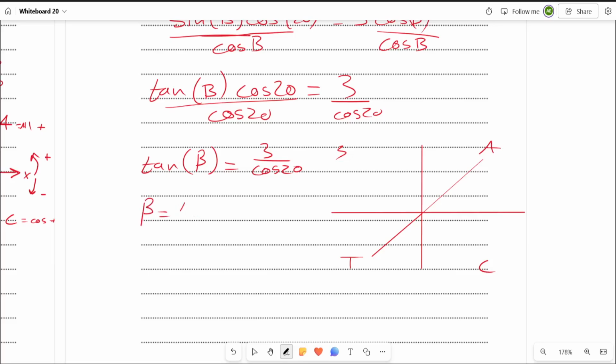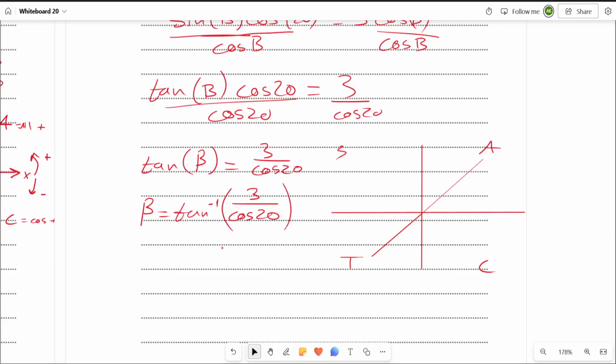Beta equals tan power negative 1 of 3 over cosine 20. You can put it on the calculator. You will get a decimal. You will round it. However, I prefer to always leave it like this to make sure it's as accurate as possible, because if you're going to get a decimal for this number, it's going to be rounded and it may cause some inaccuracies. Probably not, but this is just a preference.